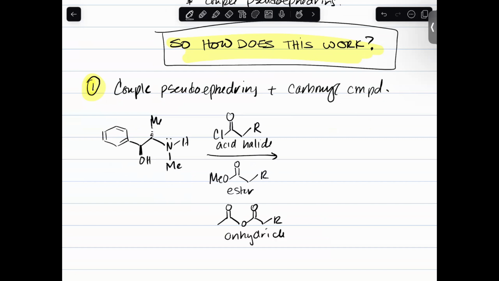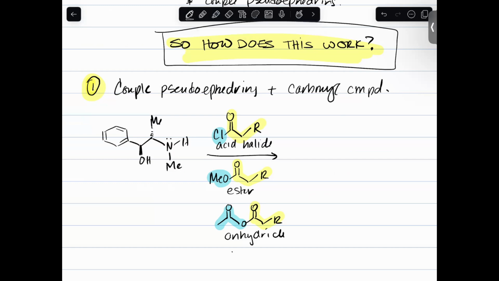If you notice, they all bear the same carbonyl compound you're trying to introduce. The only difference is, of course, the leaving group, right? And this you learned from Chem 124. These are all carboxylic acid derivatives. The only difference between them is, of course, the leaving group. These are all great leaving groups.